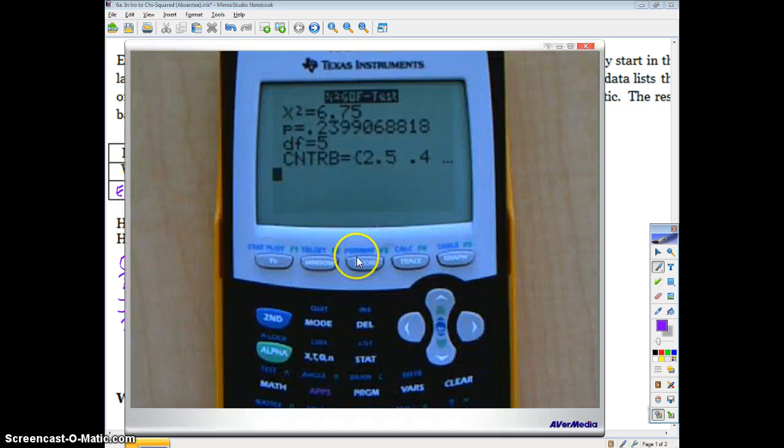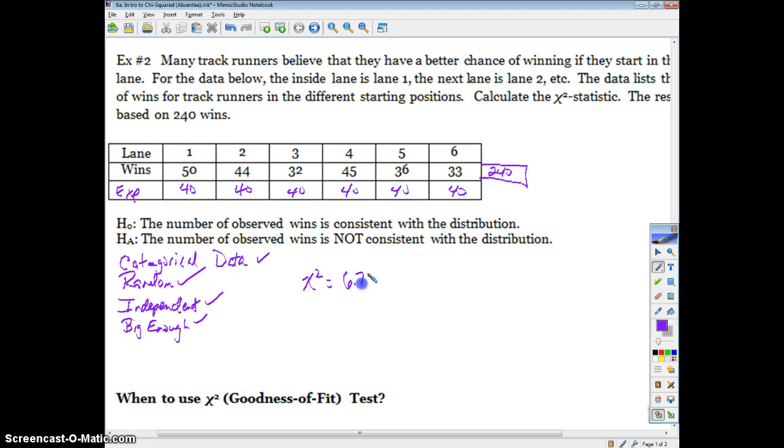Now, the chi-squared statistic is 6.75. Now here's the thing. The smaller the chi-squared statistic, the better. The bigger it is, the further out in the distribution you are. So our p-value is equal to 0.24. What does that mean? Well, that means we're going to fail to reject the null hypothesis. Again, I didn't give you an alpha value, but this p-value is bigger than any alpha value that we would use.